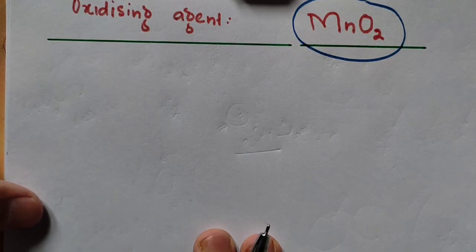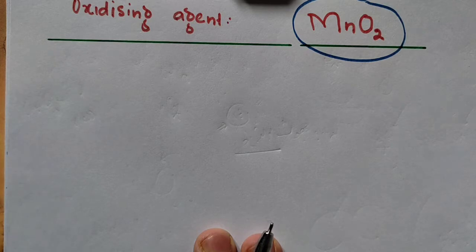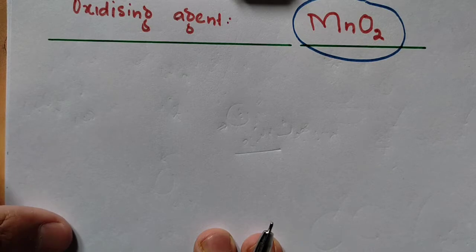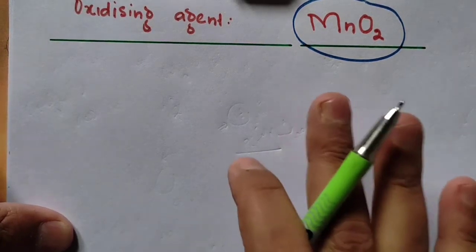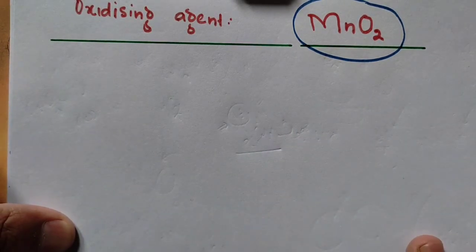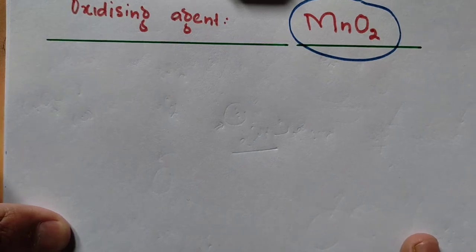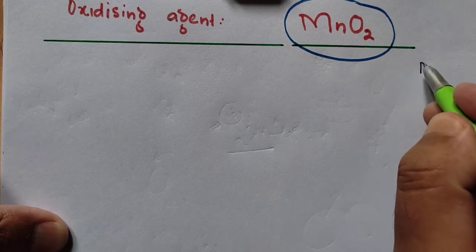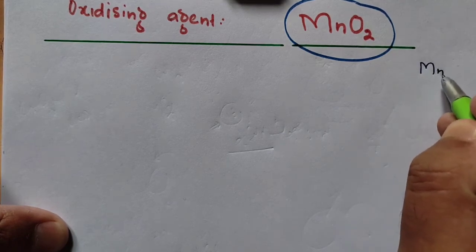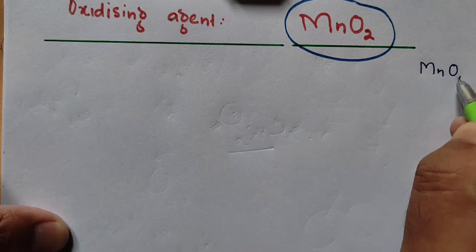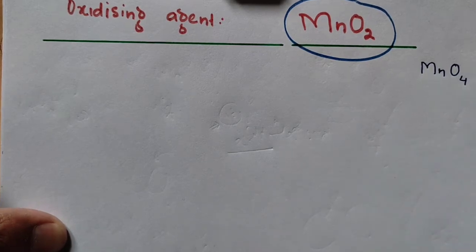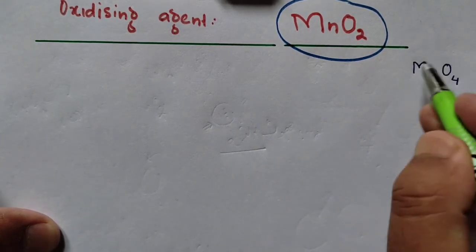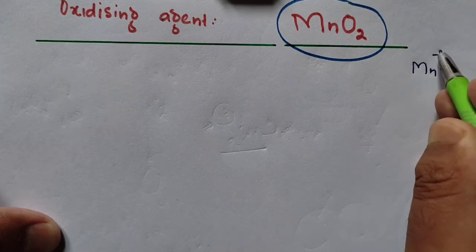Comprehensive concept series jo hai, uske baad jo humne second series start kiya, that is regarding your reagents. So, this is reagent number 2 that we'll be discussing today. That is manganese dioxide. The last topic mein jo humne dekha tha, that was KMnO4. That's potassium permanganate. ठीक है, KMnO4 minus.